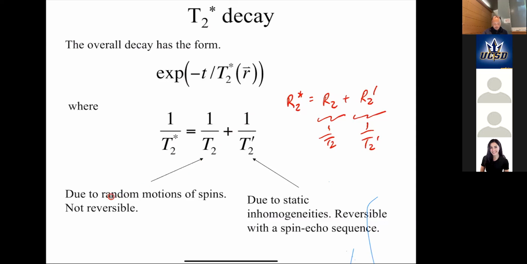So as I said before, keep in mind, the T2 is due to random motion of spins. So it's random, so it's really not reversible. You can't really run time backwards, okay? But this is due to static inhomogeneity. So it turns out it is reversible. And it turns out under certain circumstances, if you want to, you can get rid of it, okay?